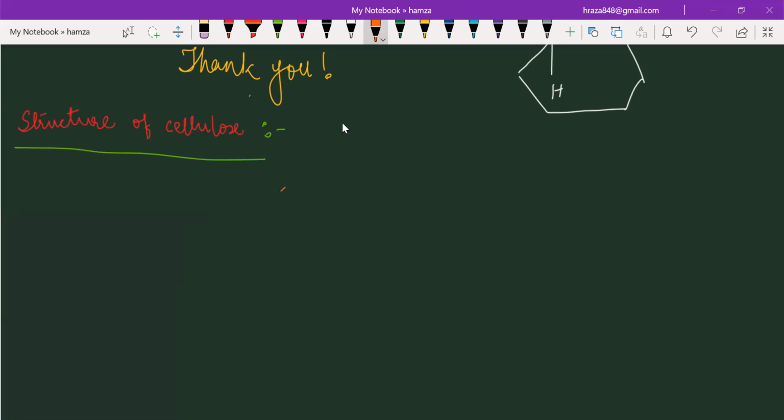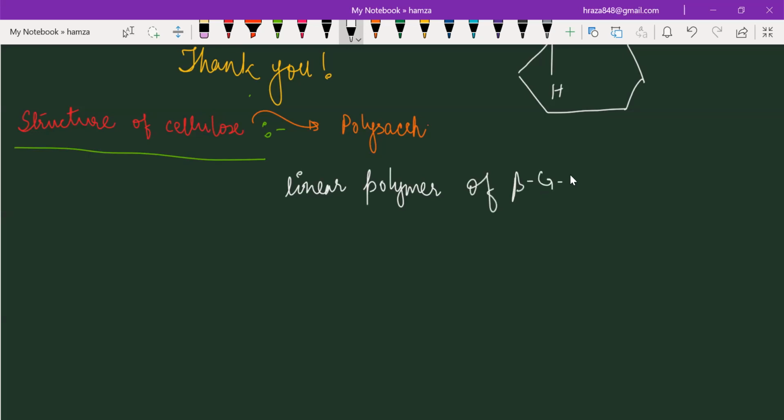Basically, cellulose is a polysaccharide, and also it is a linear polymer of beta D glucose, and also the glycosidic linkage, which is very important. Glycosidic linkage.